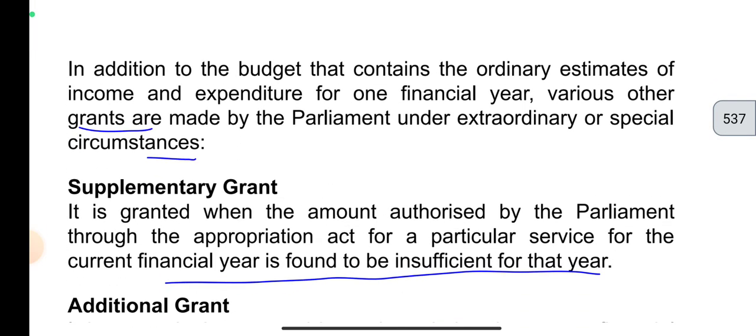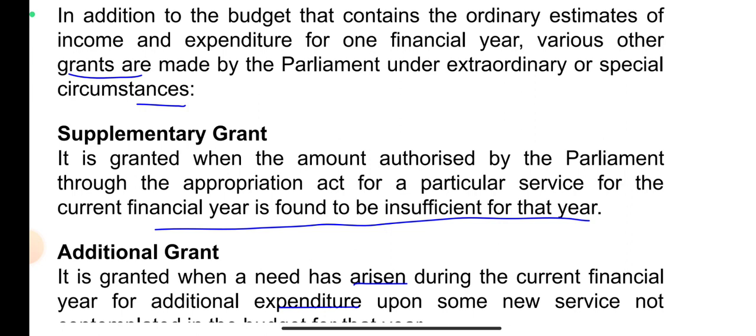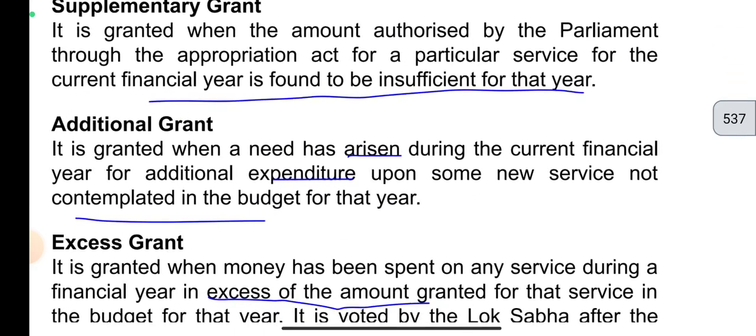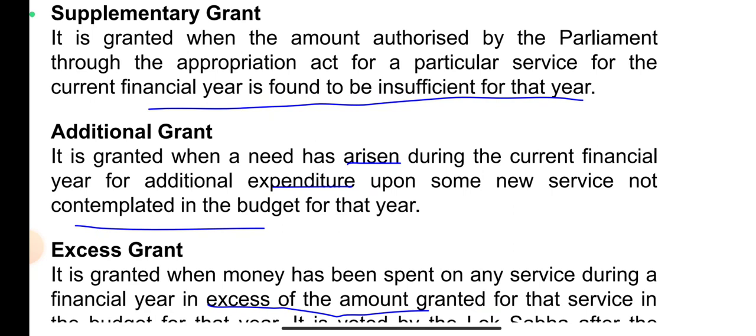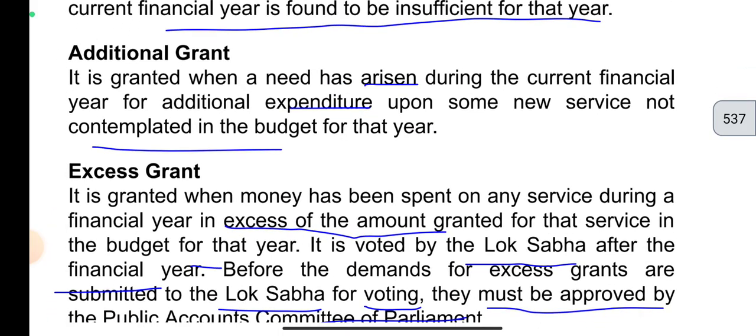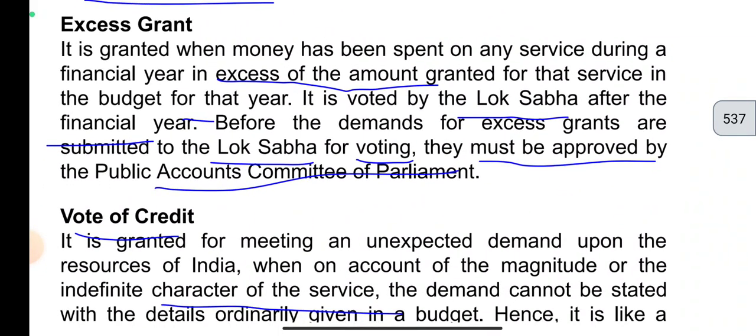Then the other grants. In addition to the budget that contains the ordinary estimates of income and expenditure for one financial year, various other grants are made by the Parliament under extraordinary or special circumstances. Supplementary grant: it is granted when the amount authorized by the Parliament through the Appropriation Act for a particular service for the current financial year is found to be insufficient for that year. Additional grant: it is granted when a need has arisen during the current financial year for additional expenditure upon some new service not contemplated in the budget for that year. Excess grant: it is granted when money has been spent on any service during a financial year in excess of the amount granted for that service in the budget for that year.